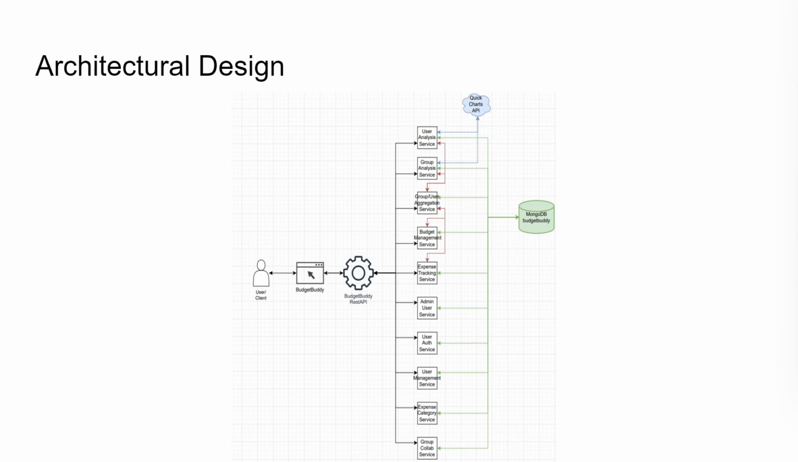Each of these front-end components communicates with our Budget Buddy backend or API via requests. Then the backend creates responses to their requests, either with a valid response or an error message to the client, using the various services we implemented, like the user analysis service, group collab service, etc. These services work as a way to retrieve and save data to our database. In our case, we are using MongoDB as our database, or they send requests to external web APIs like the Quick Charts API we are using for creating visuals for our users' budget plans and expenses.